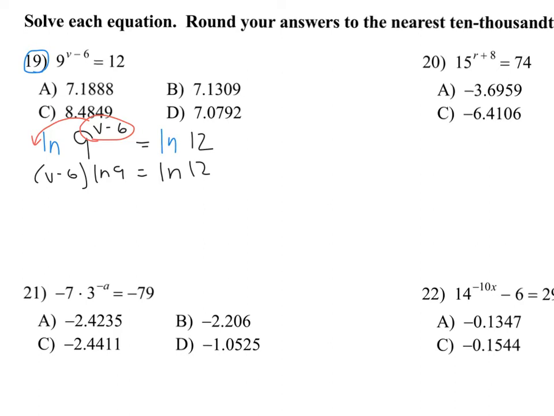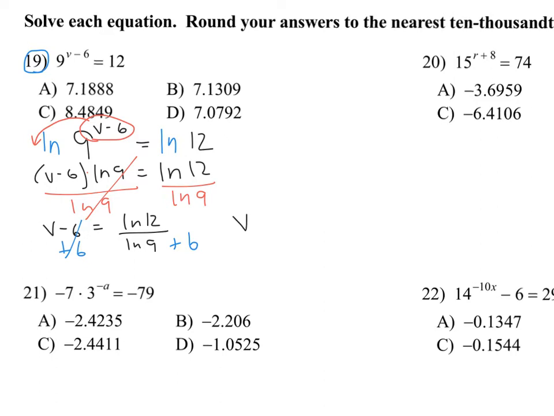And then, since we actually have multiplication here, I'm going to undo multiplying by the natural log of 9 by dividing by the natural log of 9. Okay, so that's going to cancel, and I get v minus 6 equals ln of 12 over ln of 9, and then our last step is just to add 6 to both sides. So what we end up getting here is v equals 7.1309.